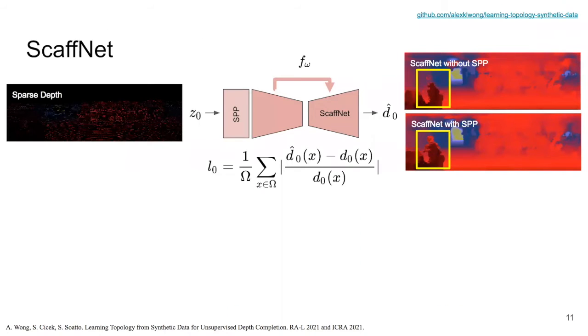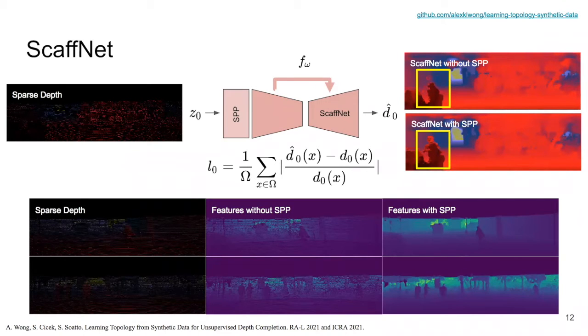To learn a representation of the sparse point cloud that can capture the complex geometry of objects, we introduce ScaffNet, an encoder-decoder network augmented with an SPP module. To train ScaffNet, we leverage synthetic data where ground truth dense depth comes for free and minimize a normalized L1 loss between the prediction and ground truth. On the right, highlighted in yellow, we show the effects of our SPP module. And as we can see, a ScaffNet augmented with SPP recovers more of the biker than ScaffNet without SPP.